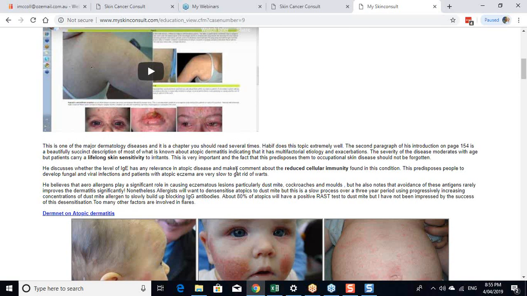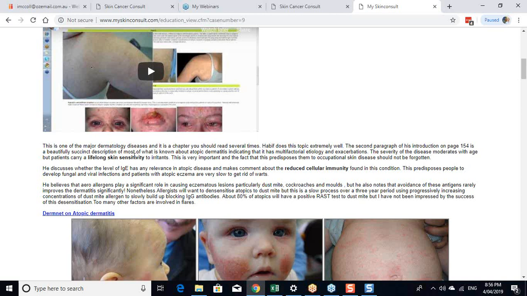The level of IgE is often irrelevant. Some patients with severe atopic dermatitis have very high IgEs. Some have relatively normal IgEs but still have very severe atopic dermatitis. So allergy is a factor that can be superimposed on atopic dermatitis. It's not the cause of it.